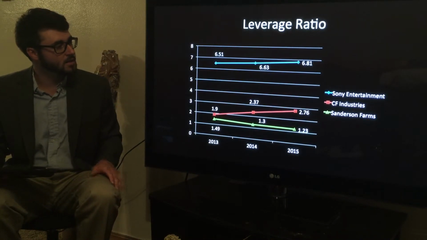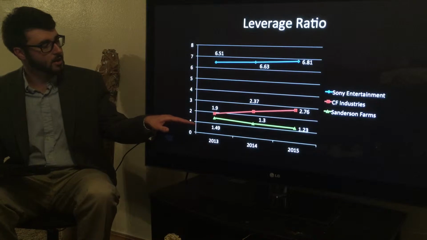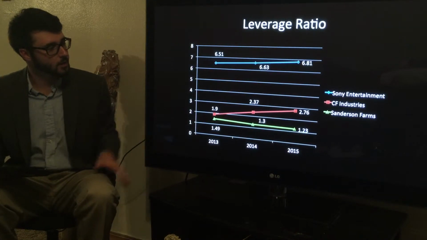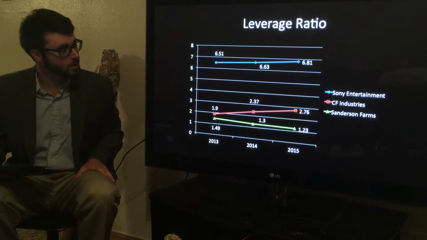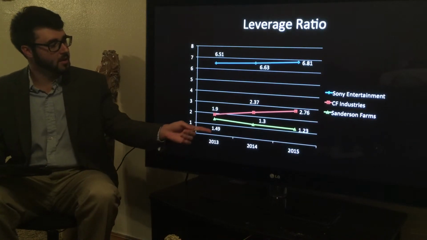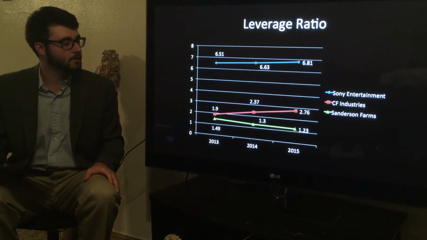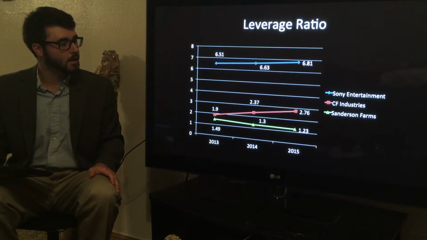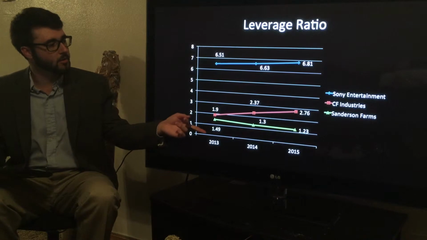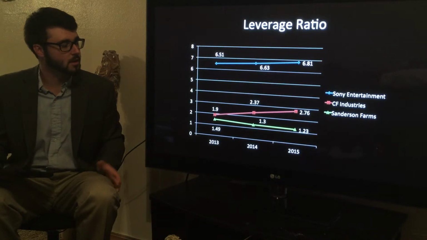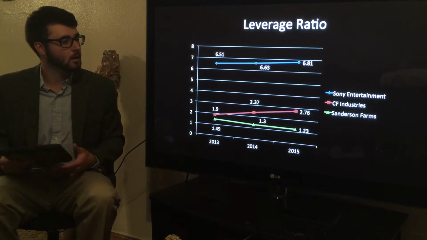You have CF Industries, they're increasing, but they still have a low number. Sanderson Farms is decreasing, and they're even lower. Sanderson Farms is the most favorable company of the 3 for this graph. But for the question, which one would I give a long-term loan to, I would probably give both of these companies a long-term loan, because I think they could both pay it back.